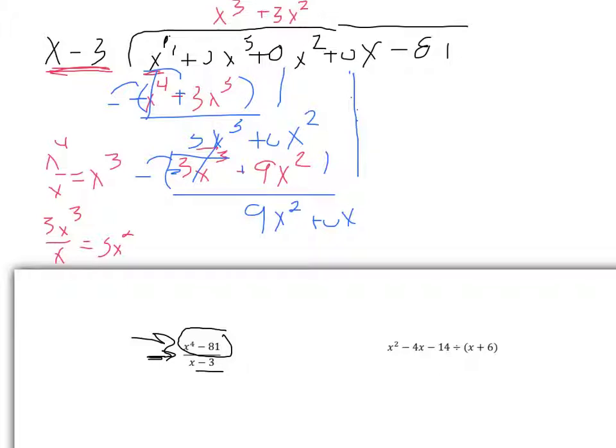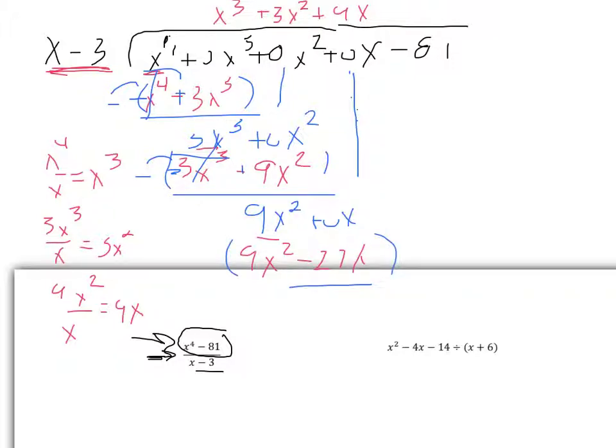So once again, we're back to dividing. So we divide the first term here by the first term here. So 9x squared divided by x is going to be a 9x. So we put that up here. Plus 9x. So we divide. Now we multiply. 9x times x is 9x squared. 9x times negative 3 is negative 27x. So we multiplied. Now we subtract.